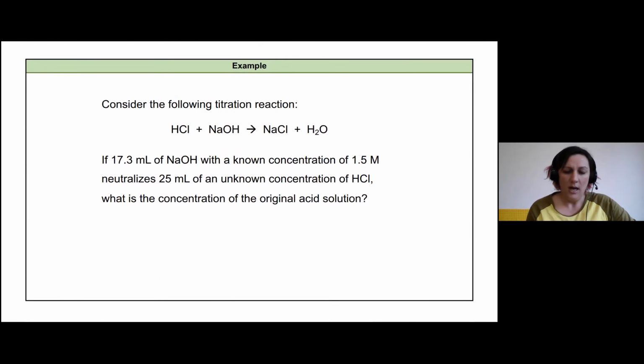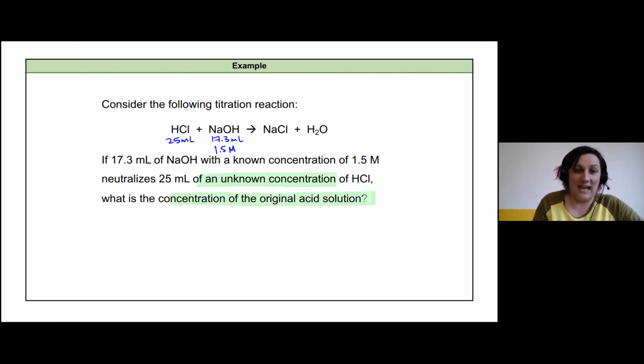Here's our example. We're going to look at that hydrochloric acid and sodium hydroxide titration with one another. And we're going to have information about the sodium hydroxide in this one. We know we have 17.3 milliliters of it will be added to get to the equivalence point. And it has a 1.5 molar concentration. Our hydrochloric acid, we don't know the concentration, but we know that we have 25 milliliters. And our goal is to calculate the concentration of the acid. So put a little question mark there.